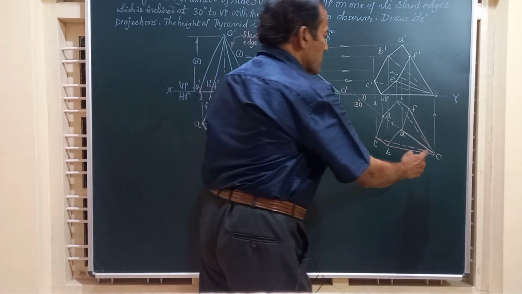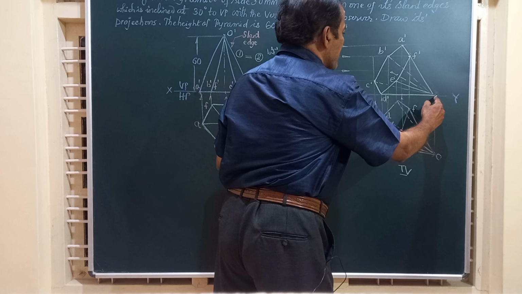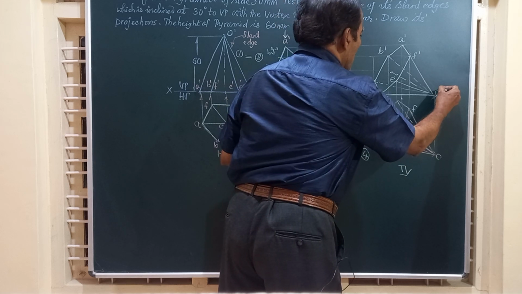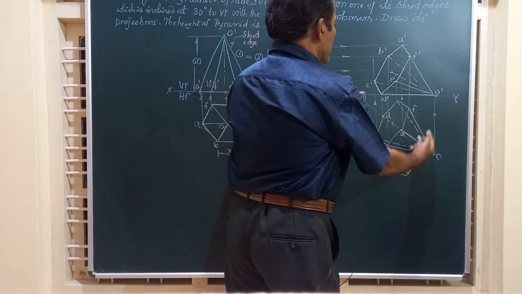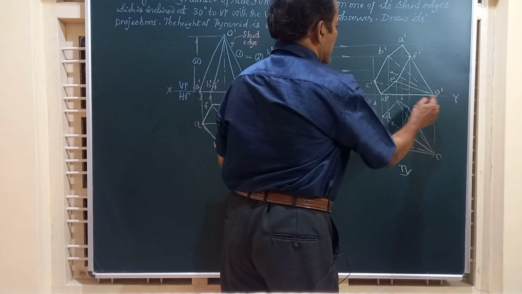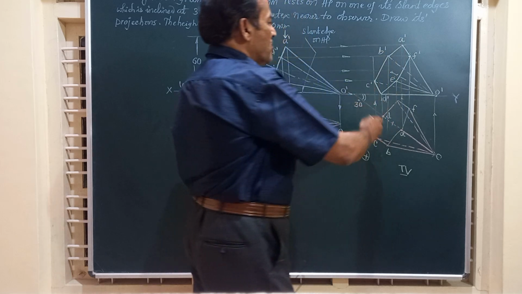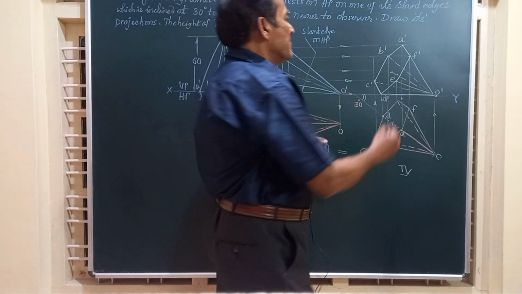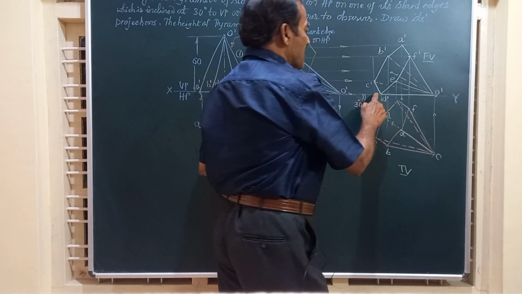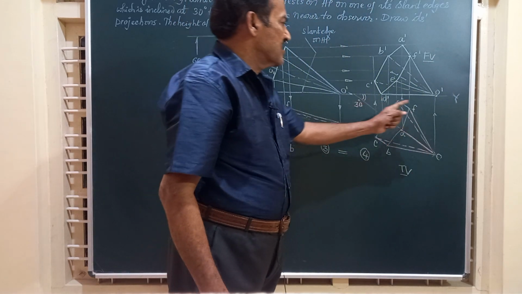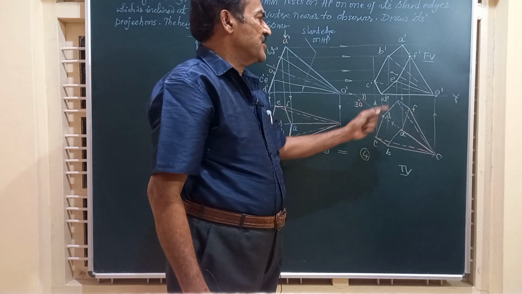Finally, we have to get the vertex. So draw a vertical line from O and a horizontal line from O dash. These two intersect at this point, O dash. Friends, we have got the complete front view of the solid when the solid is resting on one of the slant edges, that is O dash D dash on HP.